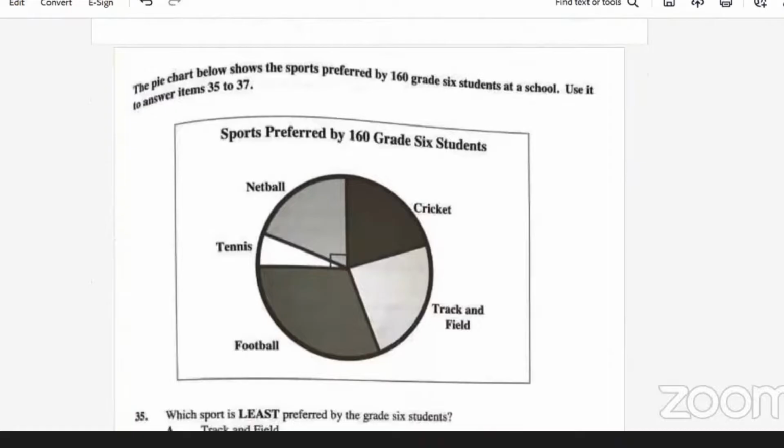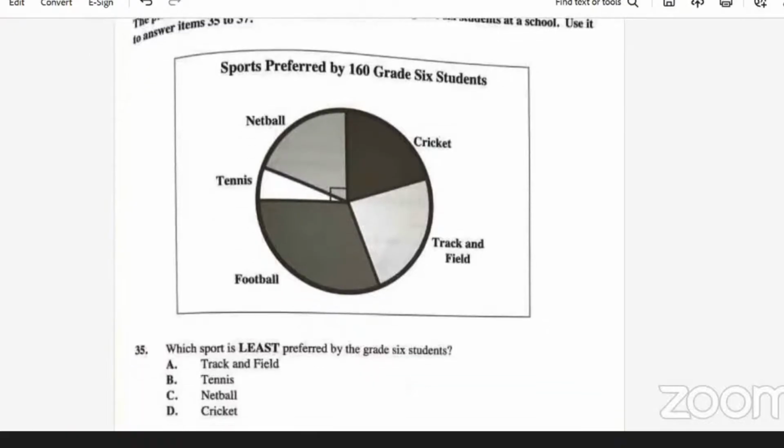All right, so the pie chart below shows the sports preferred by 160 grade 6 students at a school. Use it to answer items 35 to 37. So we have the sports here preferred by 160 grade 6 students: netball, cricket, track and field, football, and tennis. First question asks, which sport is least preferred by the grade 6 students? And of course, that's tennis, which has the smallest portion. So the answer for 35 is B.